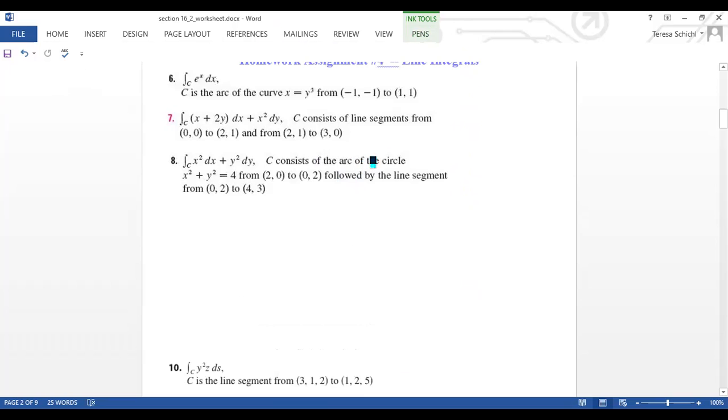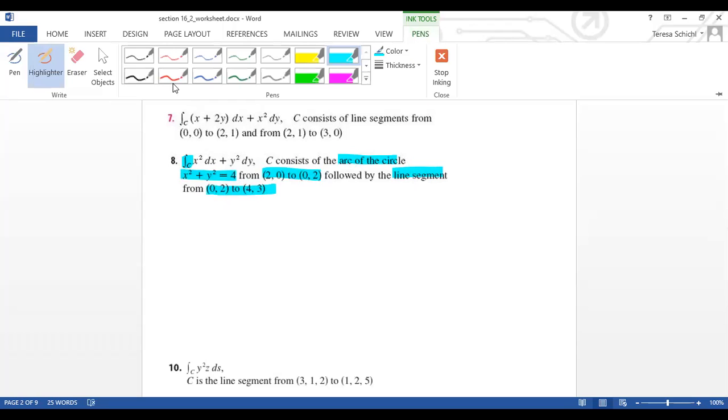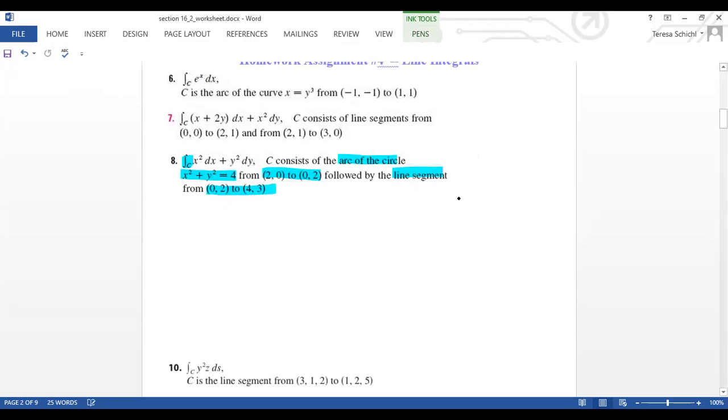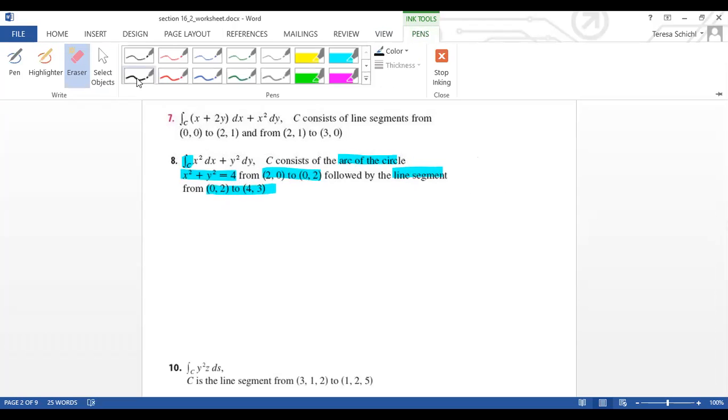So this one's here, the C, I'm integrating over C. But this C includes two pieces, right? So one is the arc of the circle from (2, 0) to (0, 2). Then after that, I have a line segment from (0, 2) to (4, 3). So that means that C is the combination of two smooth curves, right?